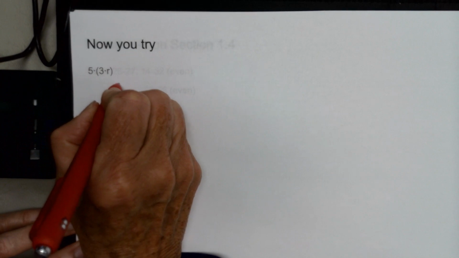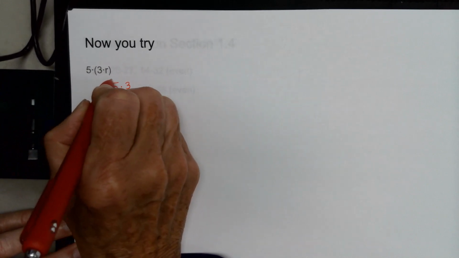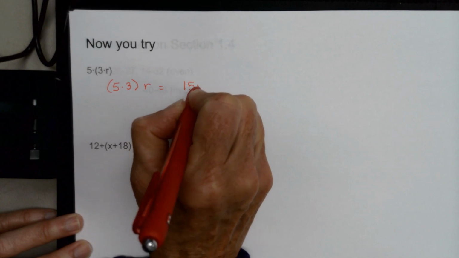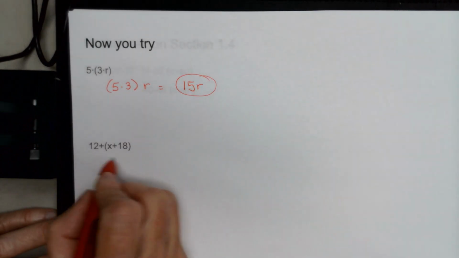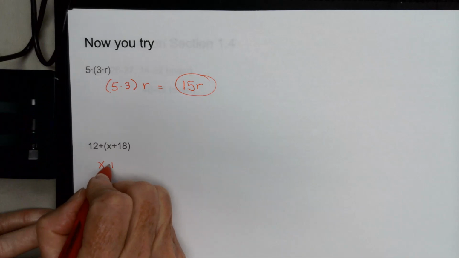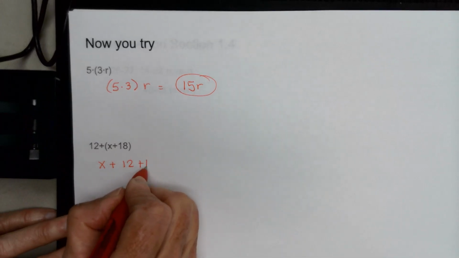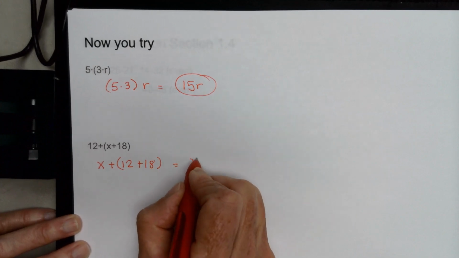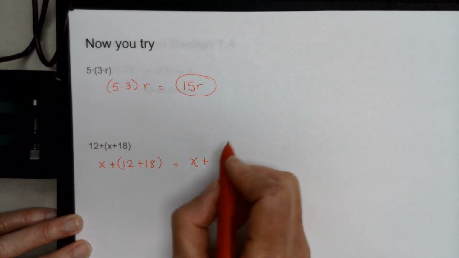I'm going to multiply the 5 and the 3 together, and that's going to give me a 15r here. I'm going to change the order here and do x plus 12 plus 18 and put the parentheses around the 12 and 18. So it's going to give me an x plus 30.